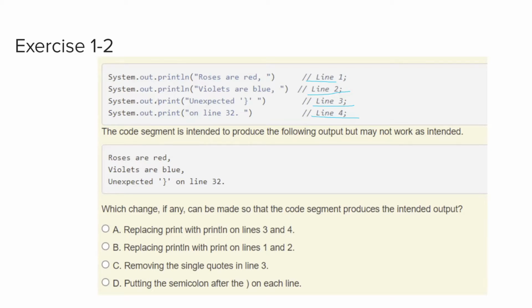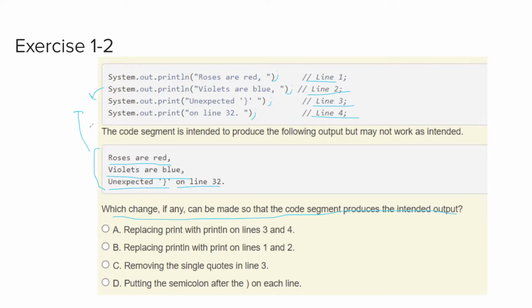So here we can see there's no semicolon after each one. That's an error for sure. That's a bad habit by the people who made the exercise. So I'm going to put it in because it's not the problem. So they want us to produce this: Roses are red, violets are blue, unexpected thing on line 32, right? And what change, if any, can be made so that the code segment produces what it wants it to produce? So basically, when we tackle this question, we need to know what output this produces and compare it with what they want us to produce.